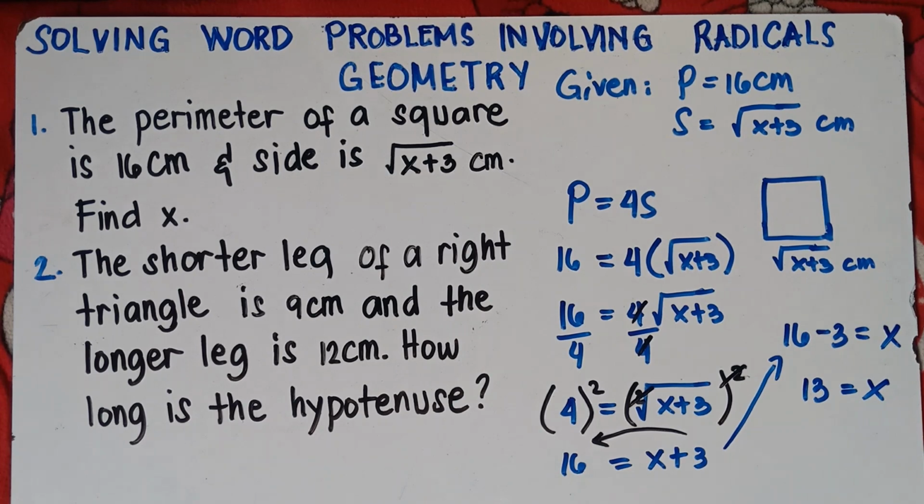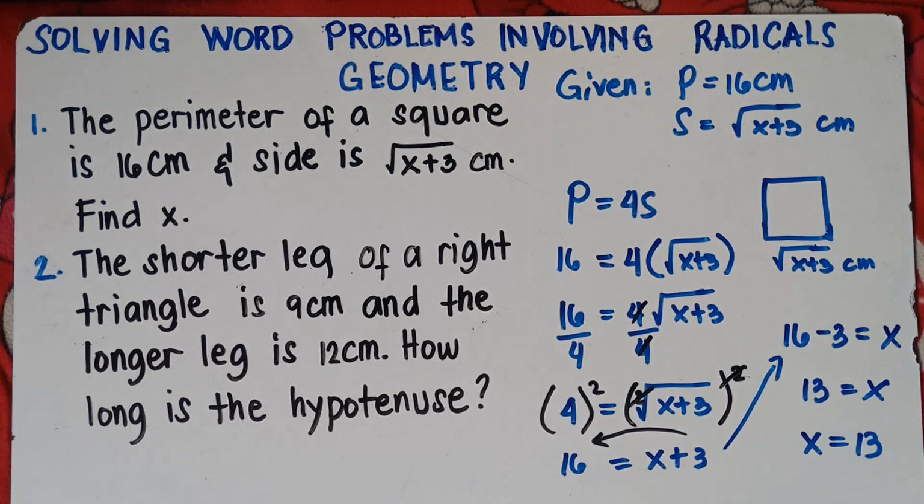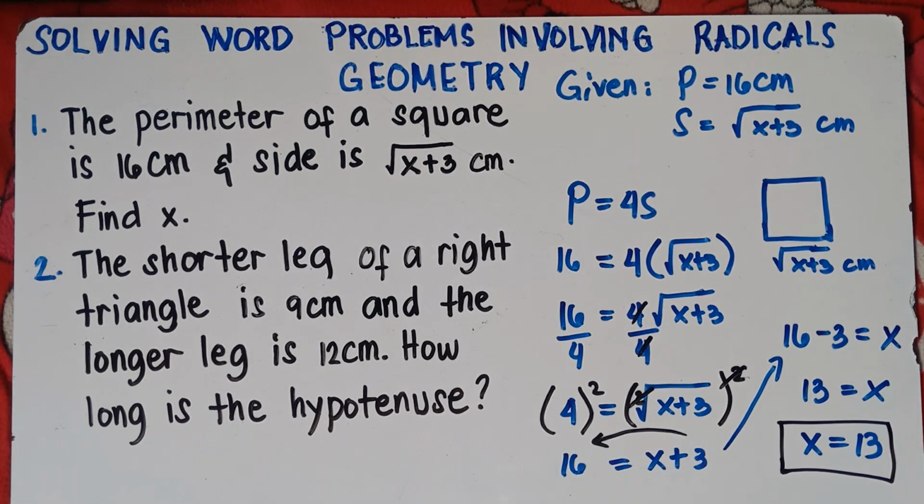That's the answer for number 1. 13 equals x is just the same as x equals 13. So therefore, our x is equal to 13. That's it, class. That's the answer for number 1. Easy, right?